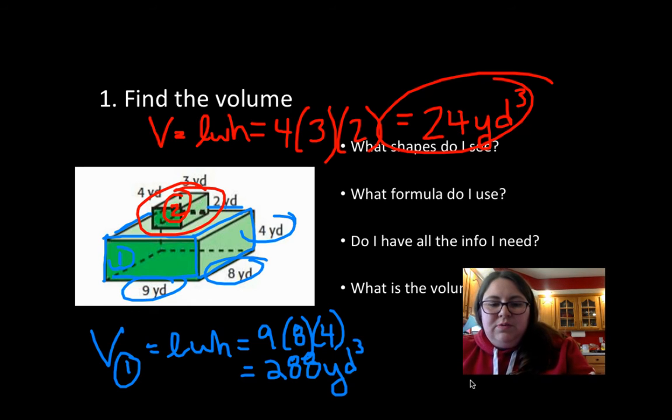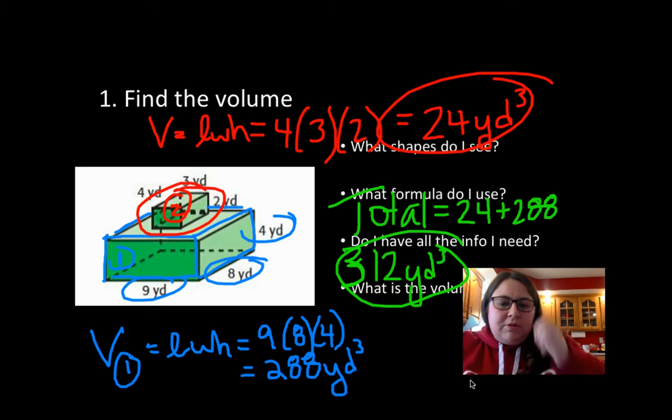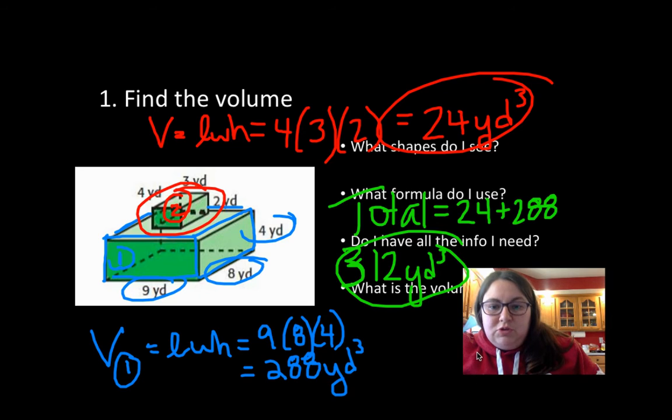So what we've done is we've found the volume of both of those shapes. What we need to do now is put them together. So the total volume is 24 plus 288, which is going to give us an answer of 312 yards cubed. So when we think about what we're doing here, we've found the volume of that shape by adding the volume together of those two shapes.